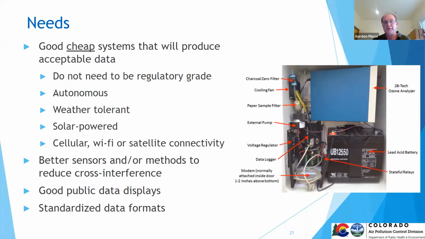Cellular you can get in a lot of areas, or maybe Wi-Fi, but there's a lot of areas where you can't necessarily, so satellite connectivity may be something worth looking at. Small sensors, it would be nice if they are better, or at least have better methods to reduce the cross interference on them. Good public data displays, and in the ideal world, standardized data formats from the different manufacturers. I realize that's kind of a pipe dream, but that would be ideal.